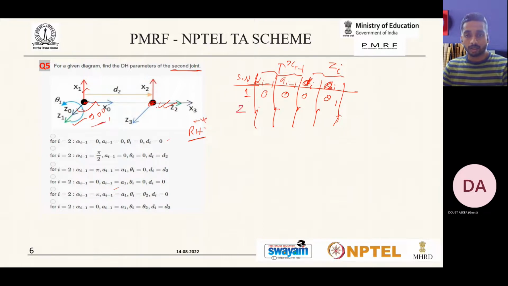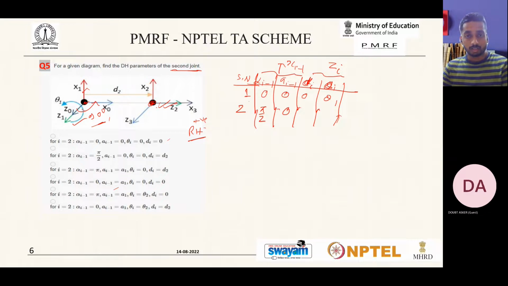So for the second joint, alpha i minus 1 will be pi by 2. And a i minus 1 is the distance between these two along x i minus 1. So along x1 and x2, what is the distance between them? We know that along x1 there is no distance, so this will be 0. And then we have d i, that is measured along z.